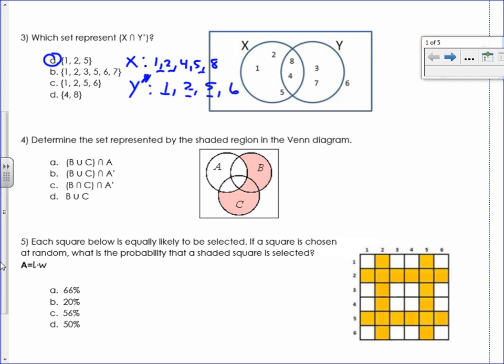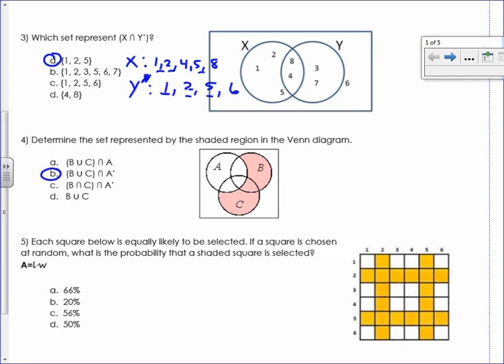All right, number 4. Determine the set represented by the shaded region in the Venn diagram. So we're trying to figure out which one of these matches. The answer for this one, if you have this version, is B. If you have the other version, the answer is C. So let's look at why B is correct.